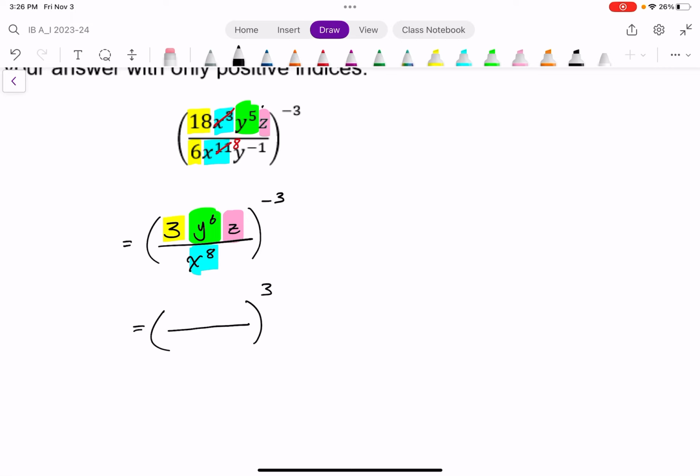So instead of having 3y to the 6 times z and so on in my numerator, I can think of that in my denominator. And instead of x to the power of 8 in my denominator, I can think of it in my numerator if I change the sign from negative 3 to positive 3. Same idea that if I have 2 to the negative 3, that's the same as 1/2 to the positive 3.